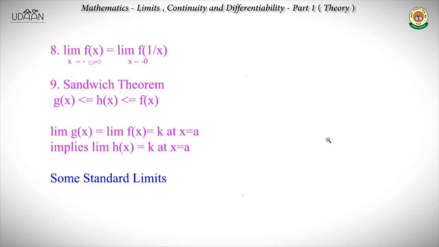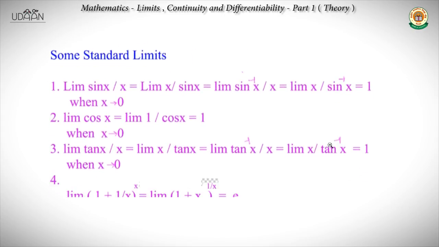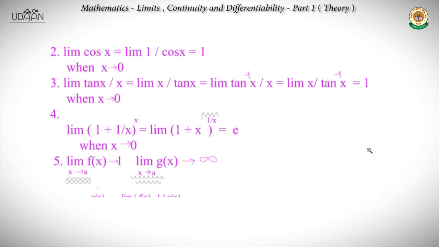Some standard limits that you must remember: limit sin x by x equals limit x by sin x equals limit sin inverse x by x equals limit x by sin inverse x when x tends to 0, and these values become equal to 1. The second one is that limit x tends to 0 cos x equals limit x tends to 0 1 by cos x equals 1. The third one states that limit x tends to 0 tan x by x equals limit x tends to 0 x by tan x equals limit x tends to 0 tan inverse x by x equals limit x tends to 0 x by tan inverse x equals 1.